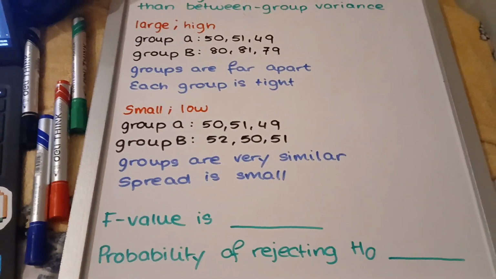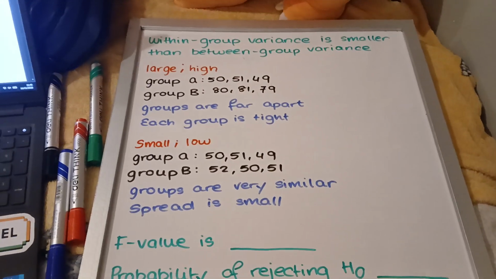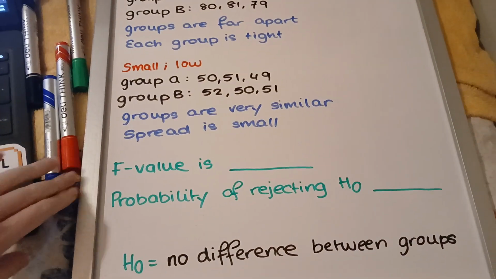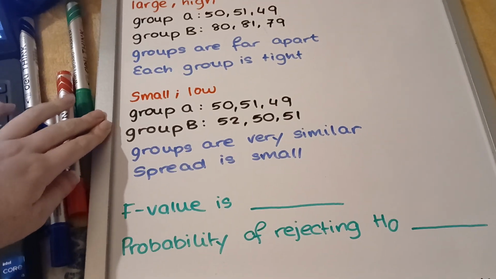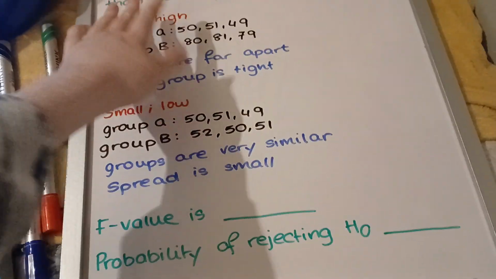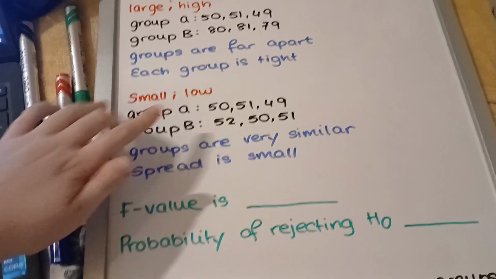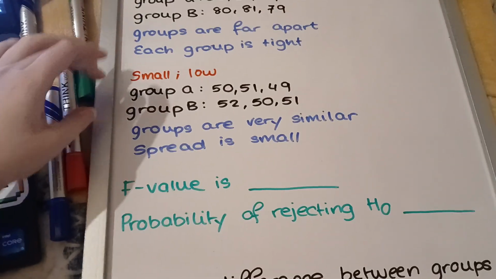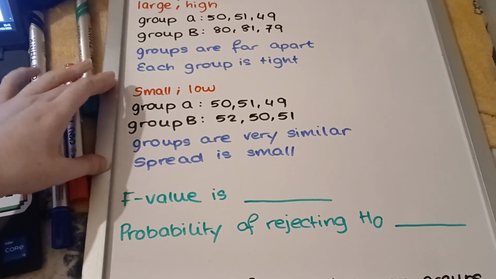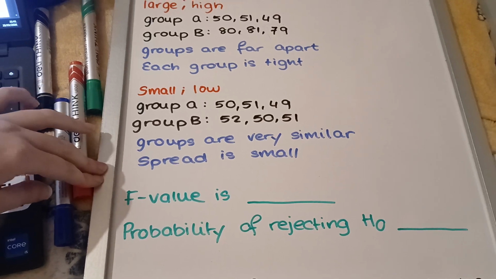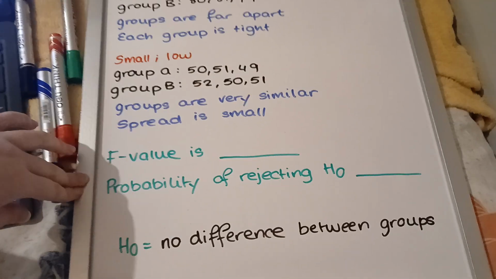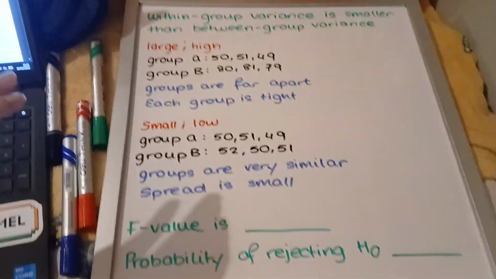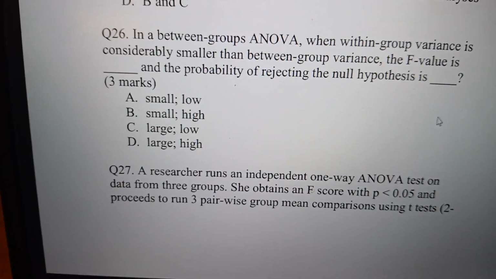Just to be devil's advocate and go the other way, we're saying that the F value is small and the probability of rejecting the null hypothesis is low. Group A is all these ones here, the same as group A in the large example, and group B are these numbers. So they're quite similar. The groups in this example are very similar, and the spread is small. So the F value is small because there is a low probability of rejecting the null hypothesis. The correct answer to question 26 then is large and high.